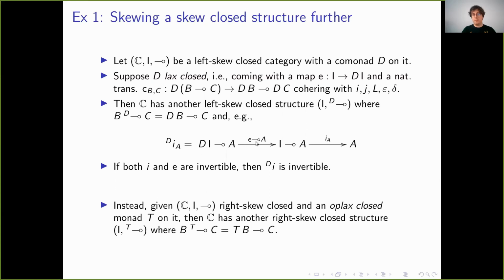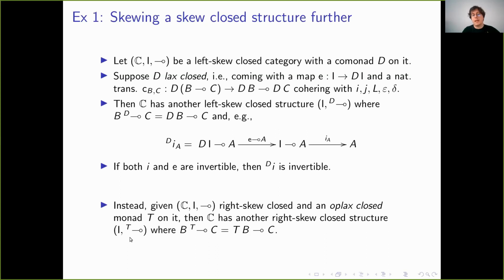So you first apply E here, because you go from I to DI, and then you post-compose it with I applied to A. But this I is the I of the original left skew closed structure. And then one can start asking how the normality conditions lift to this new structure. So for example, if I is invertible, when is the new I invertible for the new structure? Well, this is true if, for example, a sufficient condition is E to be invertible as well.